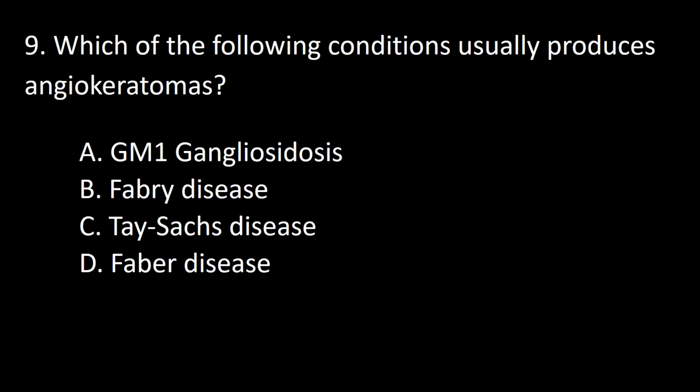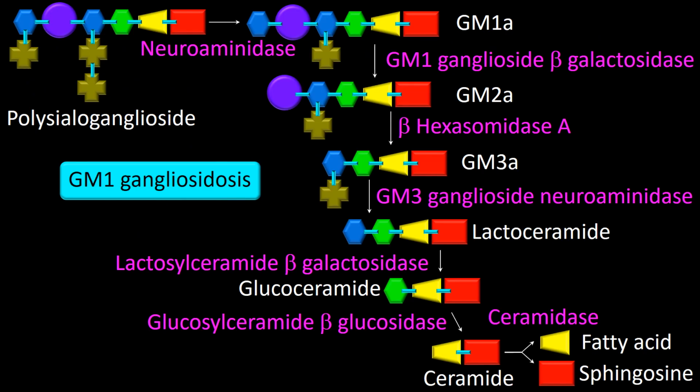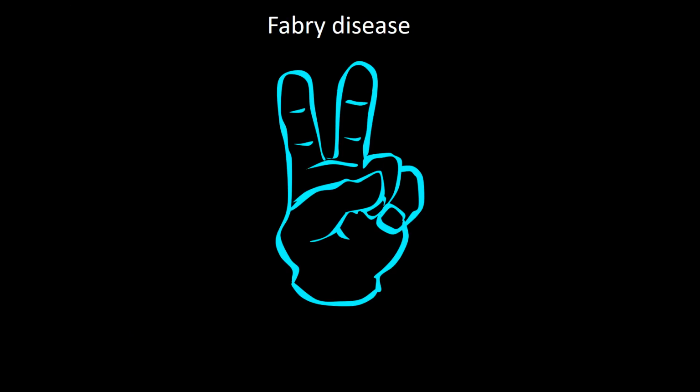Next question, which of the following conditions usually produce angiokeratoma? A, GM1 gangliosidosis, B, Fabry disease, C, Tay-Sachs disease, D, Gaucher disease. GM1 gangliosidosis, as you know, is produced by a deficiency in ganglioside beta-galactosidase. Tay-Sachs disease is due to beta-hexosaminidase A deficiency. Gaucher disease is due to glucosylceramide beta-glucosidase deficiency.